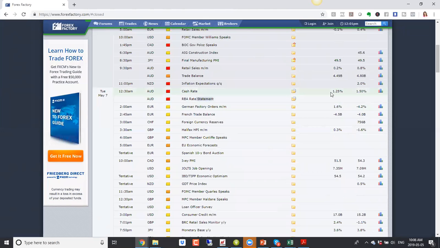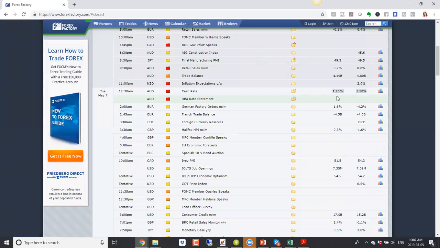RBA rate statement here. And as we can see, the market is currently pricing in an interest rate cut. So should the interest rate be cut, it will be negative for the Australian dollar and across the board for Australian crosses. However, because everybody's expecting an interest rate cut, the point that we need to be cautious about is that if everybody's leaning in one direction and they don't cut interest rates, it could have the opposite impact.